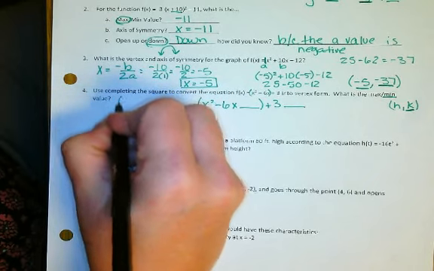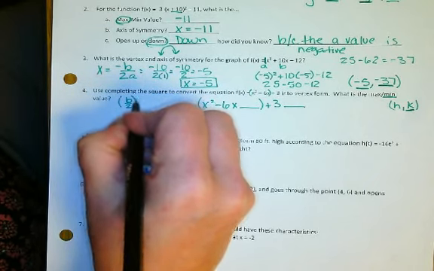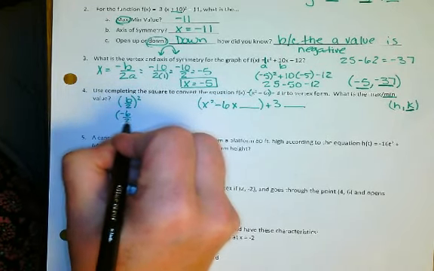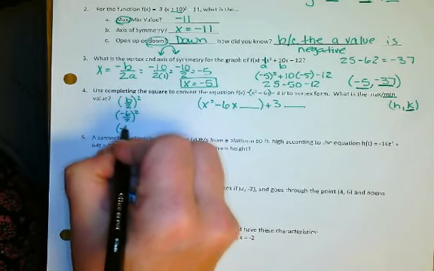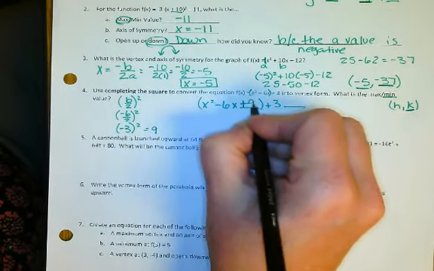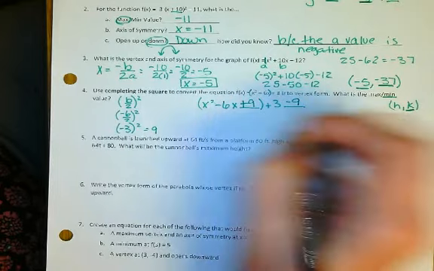Alright, so to make those blanks, I'm going to do b divided by 2 squared. The b value is negative 6, so I'm going to have negative 6 divided by 2 squared. That gives me negative 3 squared, which equals 9. So plus 9 minus 9.